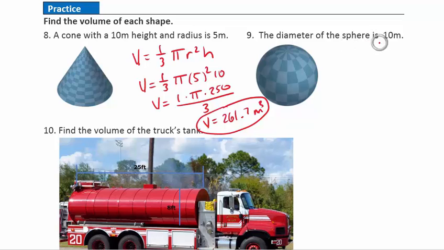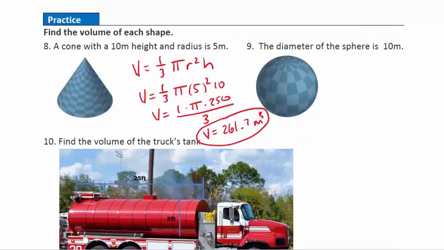Okay, the diameter of a sphere is 10 meters. We're asked to find the volume. The volume of a sphere is 4/3 pi r cubed. The only piece of information we need in this formula is just the radius of the sphere. It's given that the diameter of the sphere is 10 meters, so the distance all the way across the sphere is 10 meters. That means the radius of the sphere will be half of that, just 5 meters.